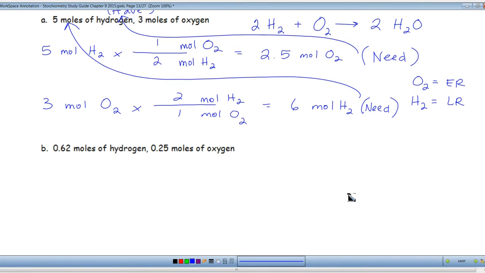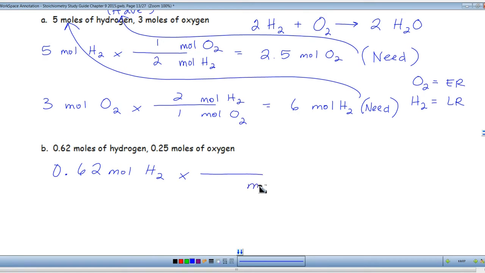So part B, same reaction. Let's see what we got here. 0.62 moles of hydrogen and 0.25 moles of oxygen. So it looks like it could be crazy, but it's really not. You pick either one. 0.62 moles. Let's say I pick the hydrogen. I don't know, I'll pick the hydrogen.